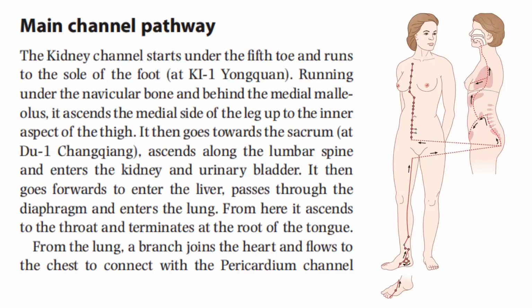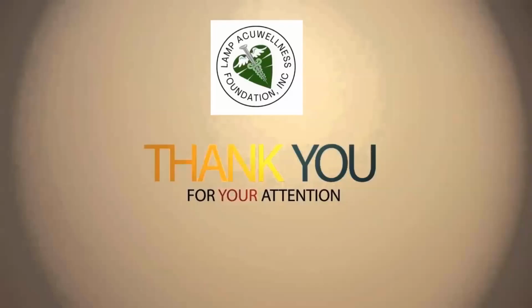It then goes forward to enter the liver, passes through the diaphragm, and enters the lung. From here, it ascends to the throat and terminates at the root of the tongue. From the lung, a branch joins the heart and flows to the chest to connect with the pericardium channel. Thank you for your attention.